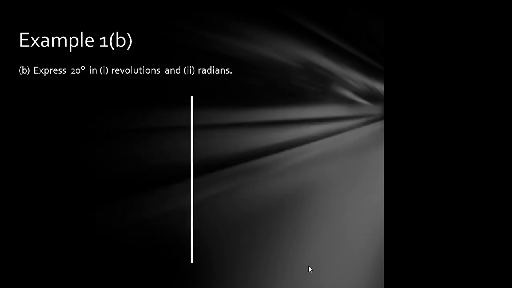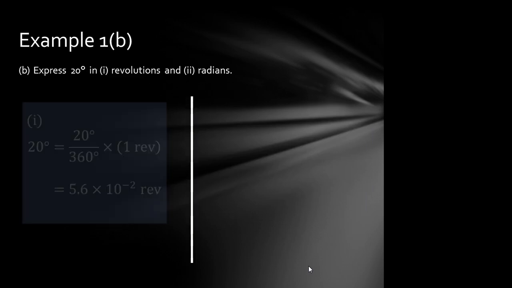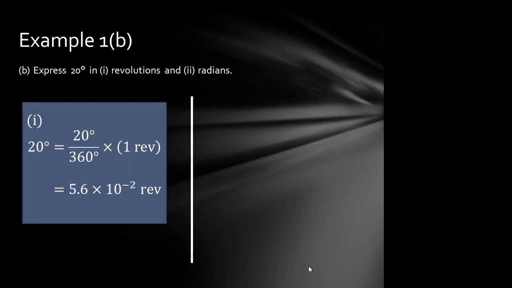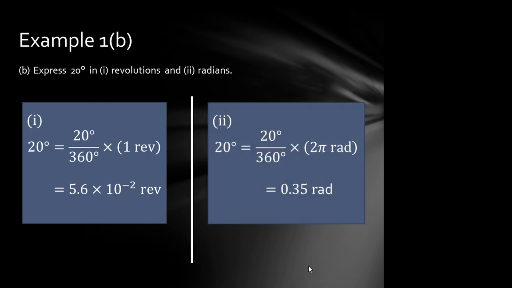Alright, next, 20 degrees in revolutions and radians. So 20 degrees, take it as a ratio of 360 degrees to get the ratio of the number of revolutions, multiply by 1 revolution. So we get 5.6 times 10 to the power minus 2 revolutions. To get radians, we take it as a fraction of 360 degrees again, but this time we multiply by 2 pi. So 0.35 radian. So we need to be able to convert revolutions to radians to degrees at will.